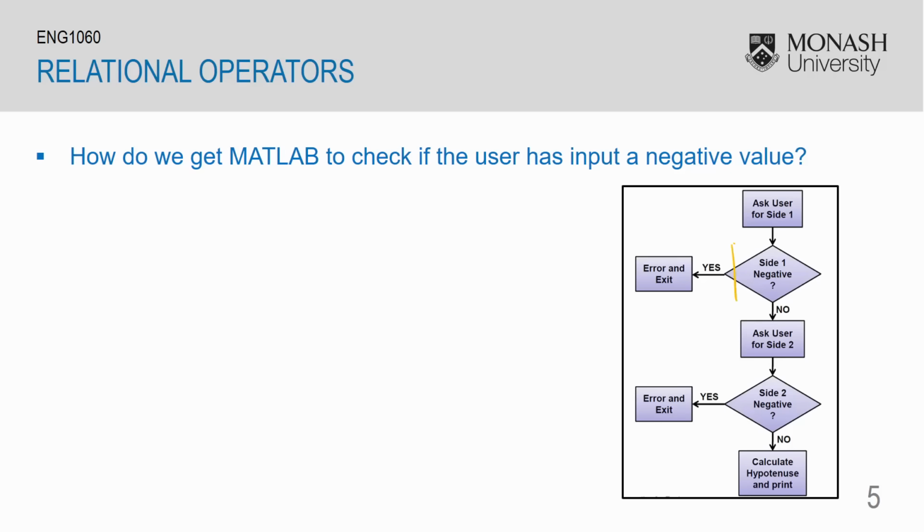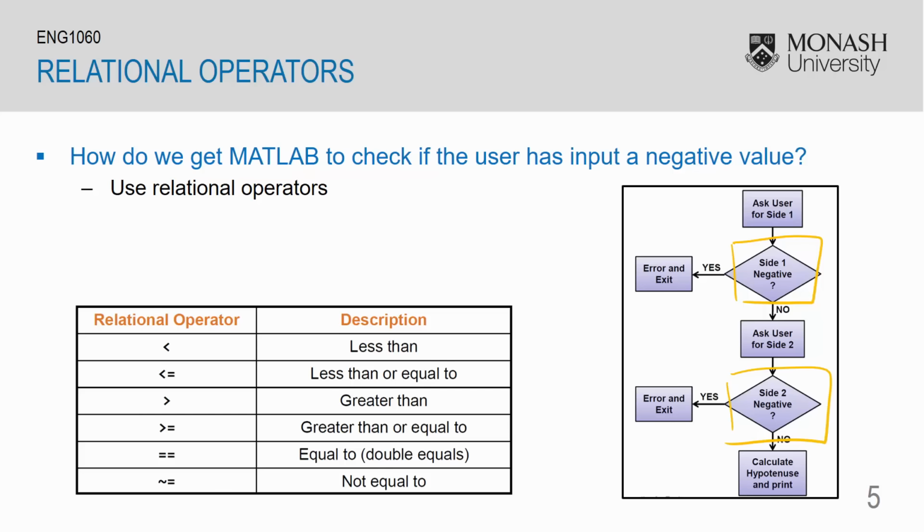So how do we actually get MATLAB to check whether the length is negative? We use something called relational operators. In MATLAB, there are several relational operators. Most of these are your mathematical expressions. So we have less than or equal to, greater than or equal to. Then we have the equals to, which is the double equal sign, and not equal to, which is the tilde followed by the equal sign. So for us to check whether a number or length is negative, we can simply say a is less than 0.